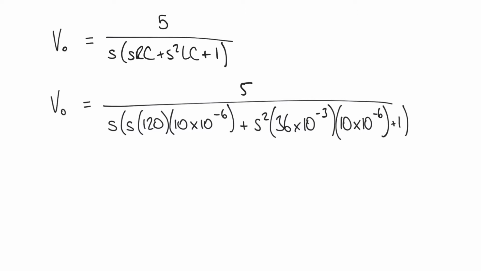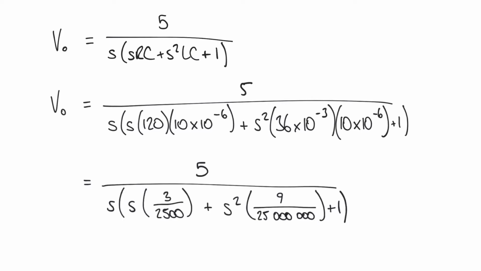We can simplify using rational numbers, and I always advise using rational numbers in fractional form wherever possible in these examples. In this case, 120 multiplied by 10 times 10 to the minus 6 we can express as 3 over 2,500 as a fraction. Similarly here, 36 times 10 to the minus 3 times 10 times 10 to the minus 6 we can express as 9 over 25 million as a fraction. That keeps things a little bit tidier, and it's also going to help us later on.